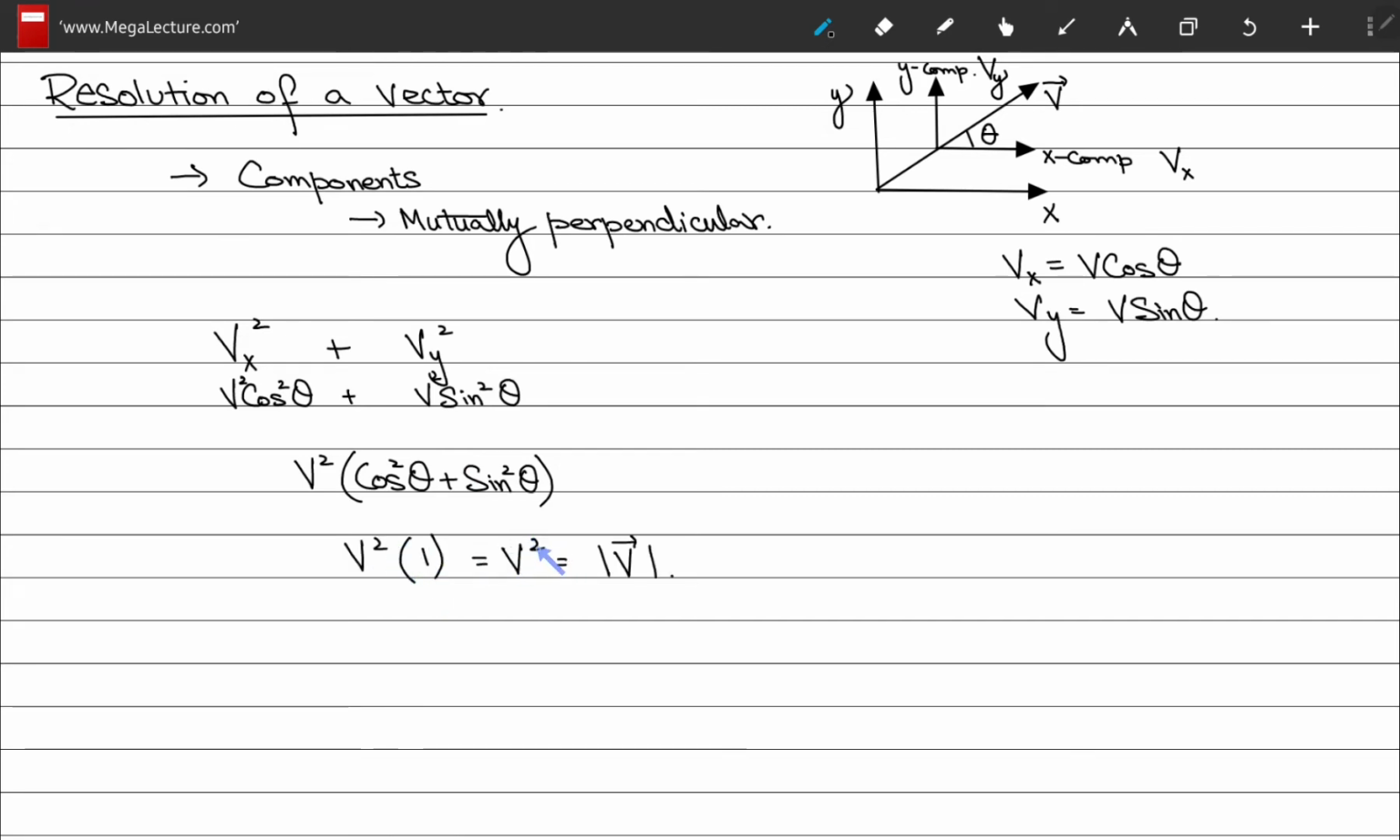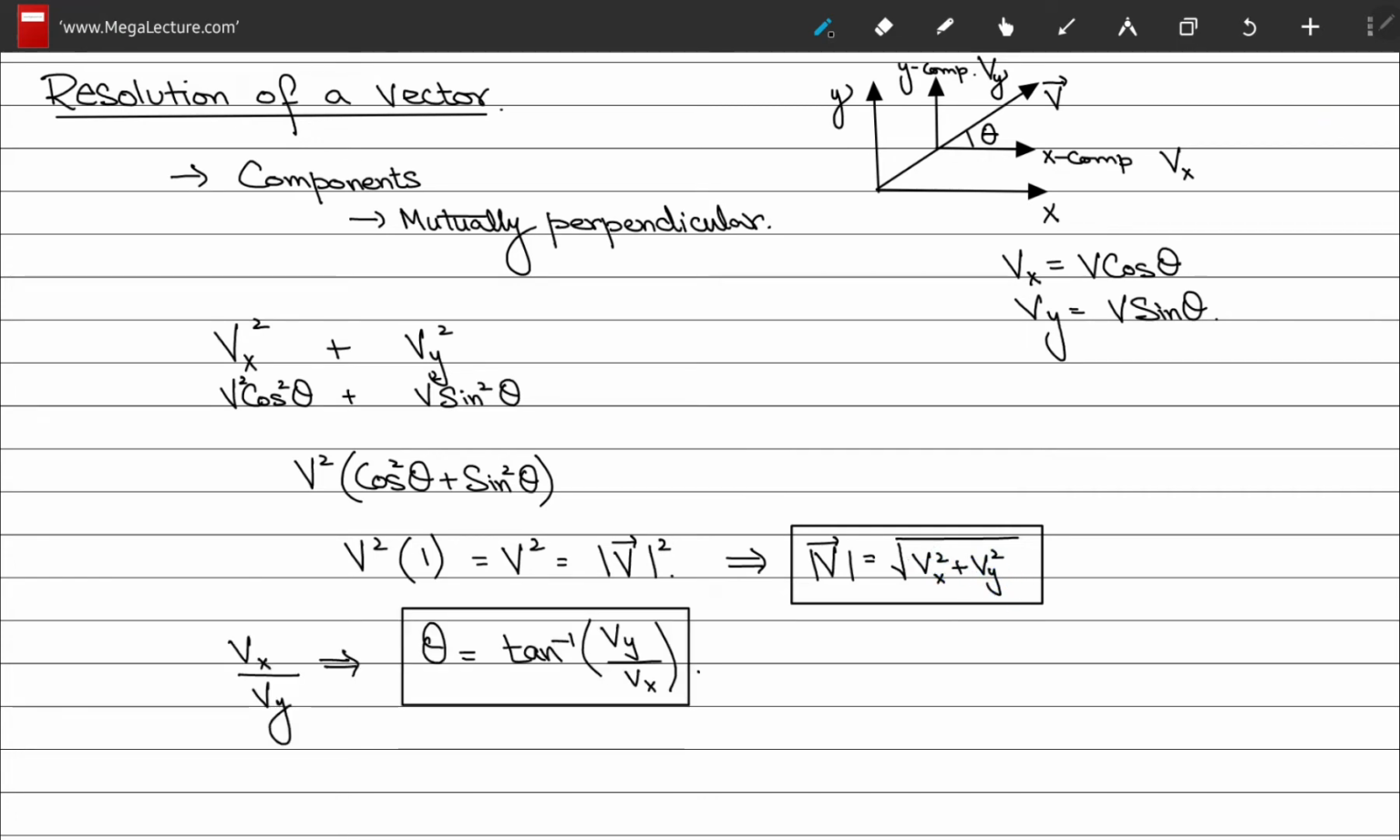But what is v squared? V squared is simply the magnitude of your vector v squared, from which we can establish that the magnitude of the vector v is given by the square root of the sum squared of its components, which is vx squared plus vy squared.